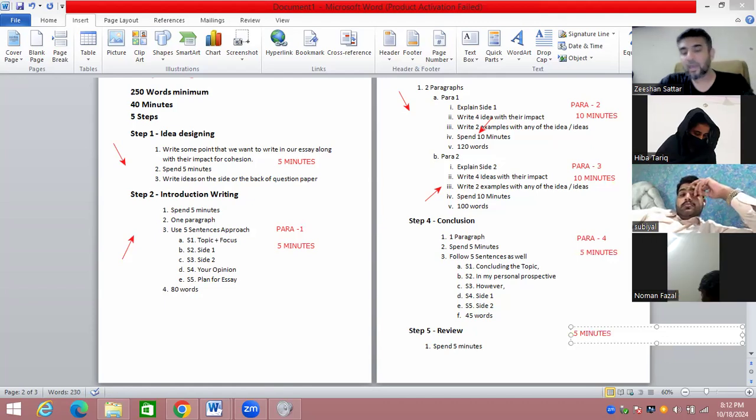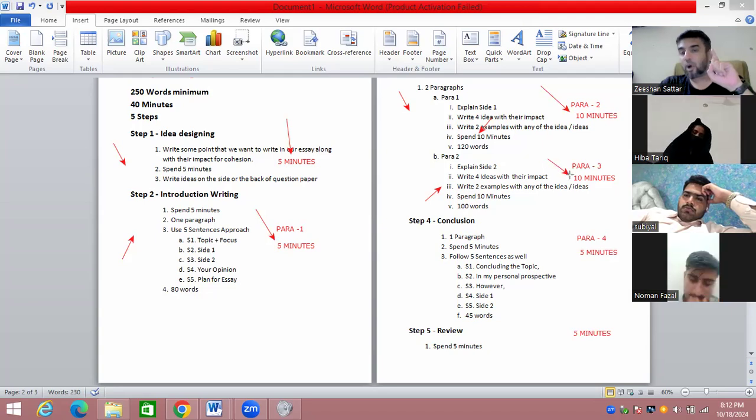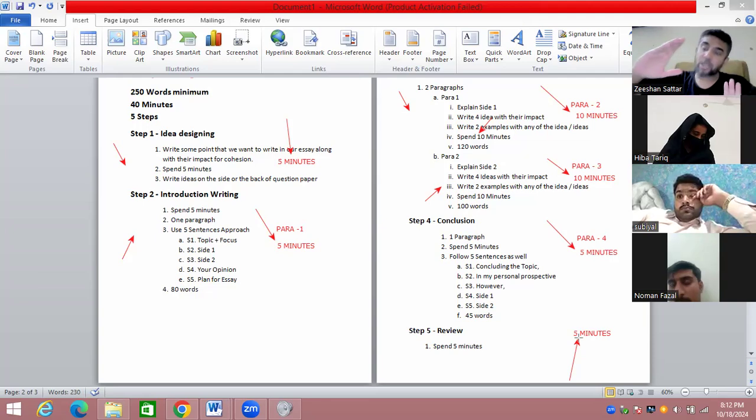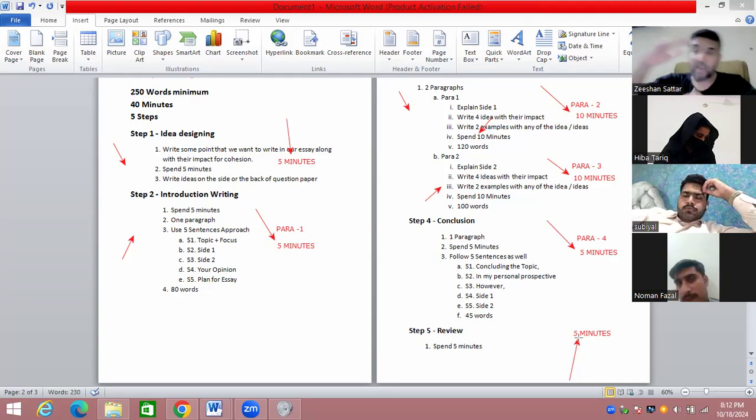So now if I accumulate them: 5 minutes on idea generation, 5 minutes on the introduction, 10 minutes on explanation of side 1, that makes 20 minutes. 10 minutes on the explanation of side number 2, 30 minutes. 5 minutes on the conclusion, 35 minutes. 5 minutes on the review. Total 40 minutes are allocated in this way. We will spend 30 minutes on writing, 5 minutes on initial idea generation and 5 minutes on the review.